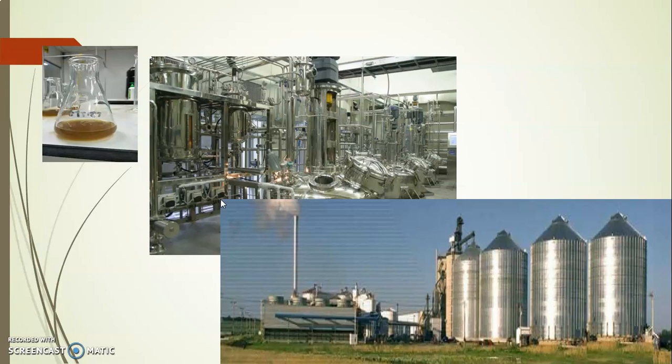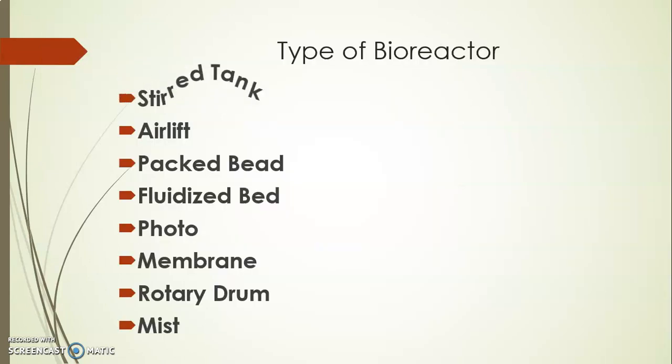Below are very large scale bioreactors. The first one on the top left is a shake flask, which holds a couple of ml, and the bottom one actually has a capacity of several million per day for bioethanol production. So this is very huge, you can see.